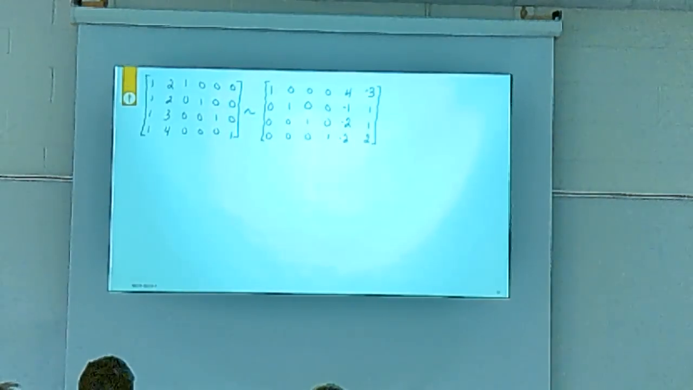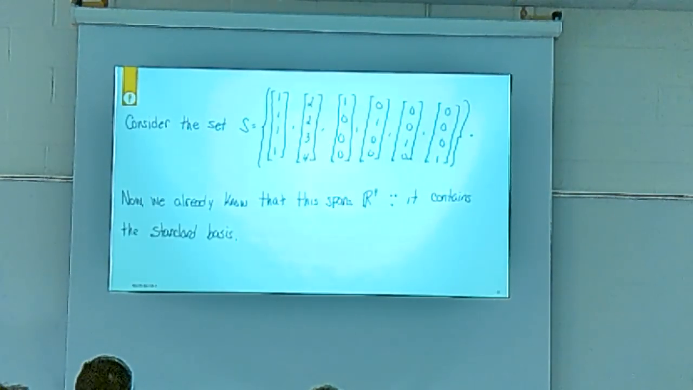Which vectors are we going to remove? Which are what ones? 0, 0, 1, 0, 0, 0, 1.